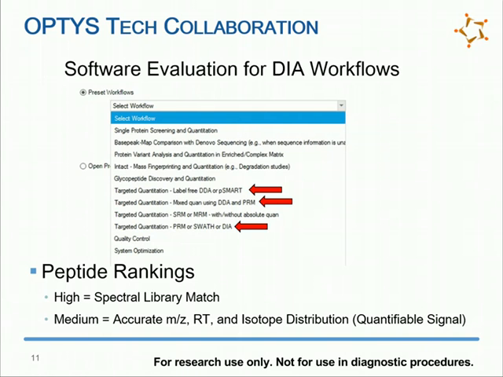High is spectral library match, with everything also included in the medium setting. The medium is accurate mass-to-charge measurement, accurate retention time, and matching the theoretical isotope distribution, meaning that you have a good, strong, quantifiable signal. So those two classes of peptides are the ones that we will look at for our detection and quantification.